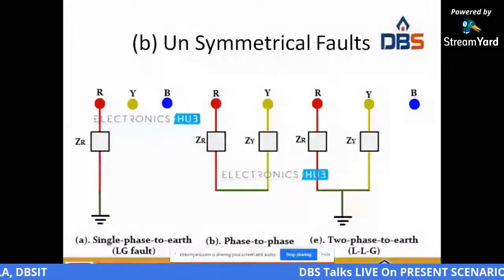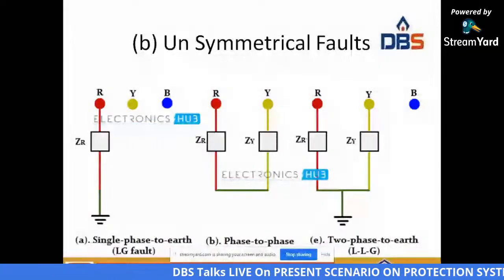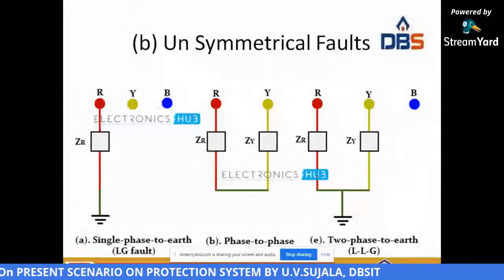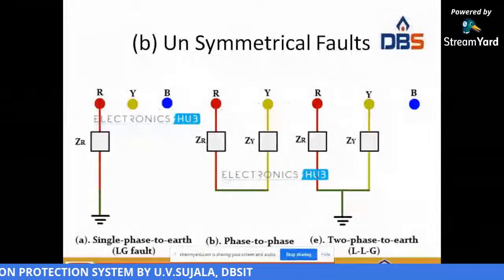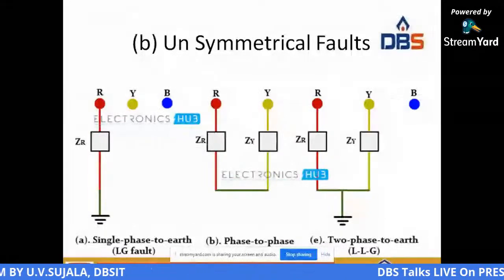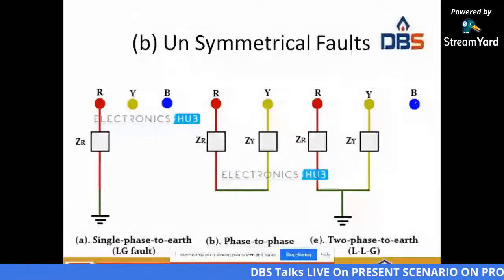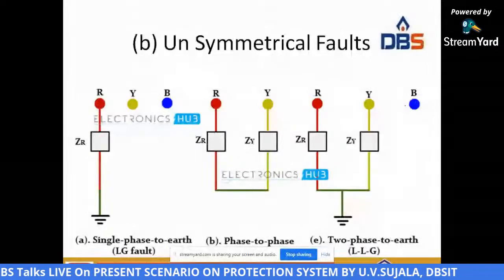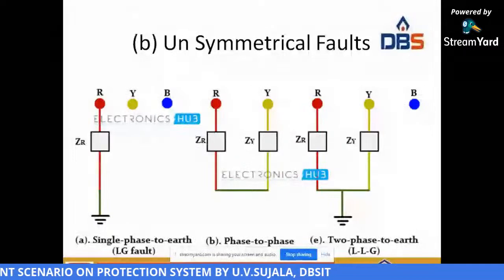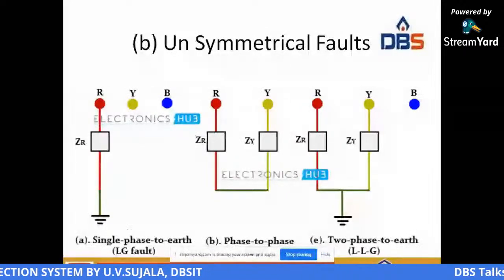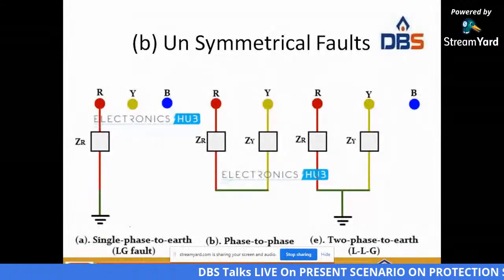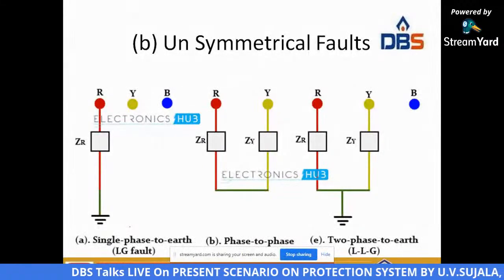For unsymmetrical faults, you can see here only one phase is affected and the other two phases are not. Here two phases are affected and the other phase is not. There are three phases, but the other phase is not involved. So it is called an unbalanced system, and therefore unsymmetrical. Symmetrical must be the same, unsymmetrical must be different.